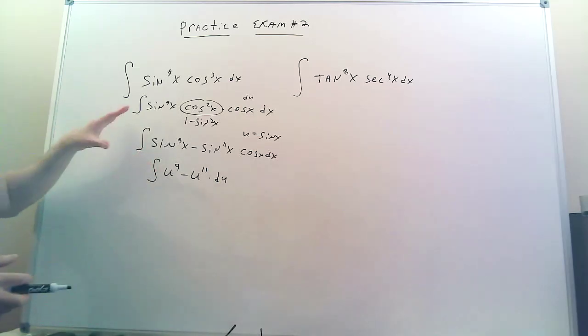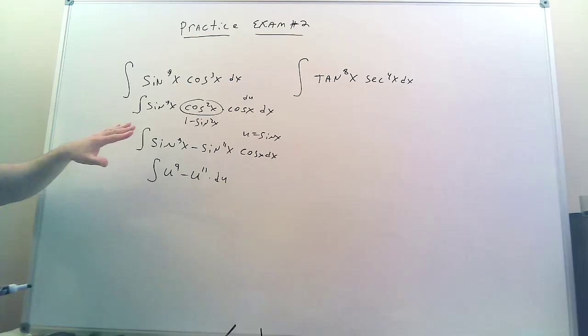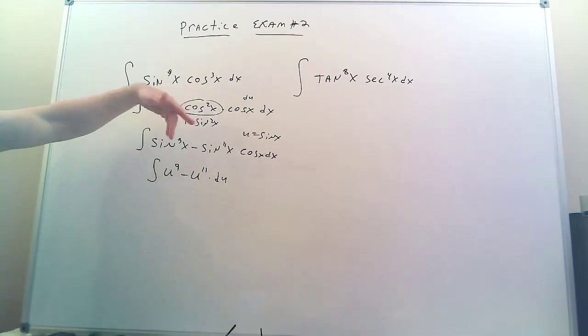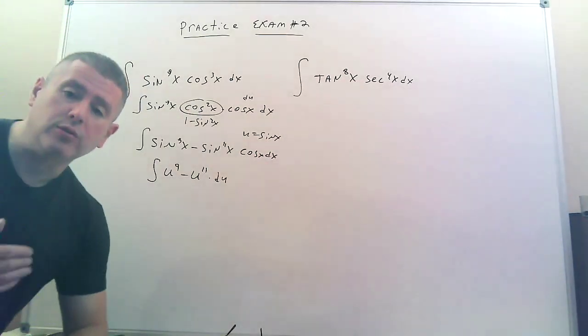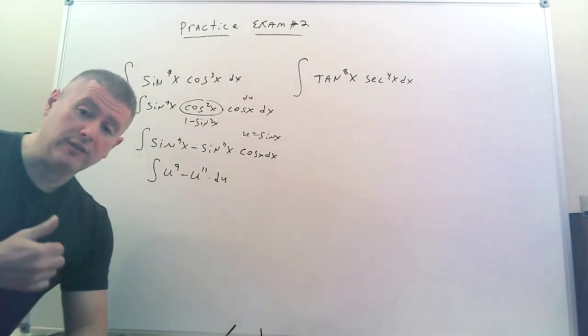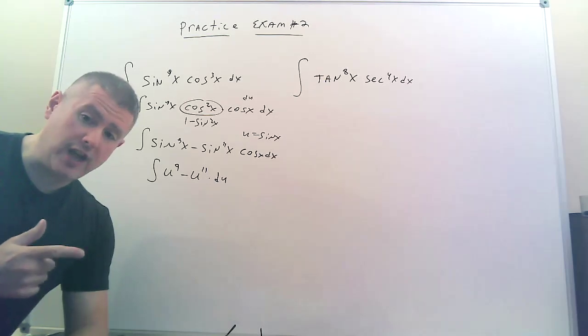There's no reason, these are very redundant. They're done the same way. It's just you split up whichever one is odd and smaller. Now, the tangent and secant ones have two different methods of doing them. One is if secant is even, and one if secant is odd.